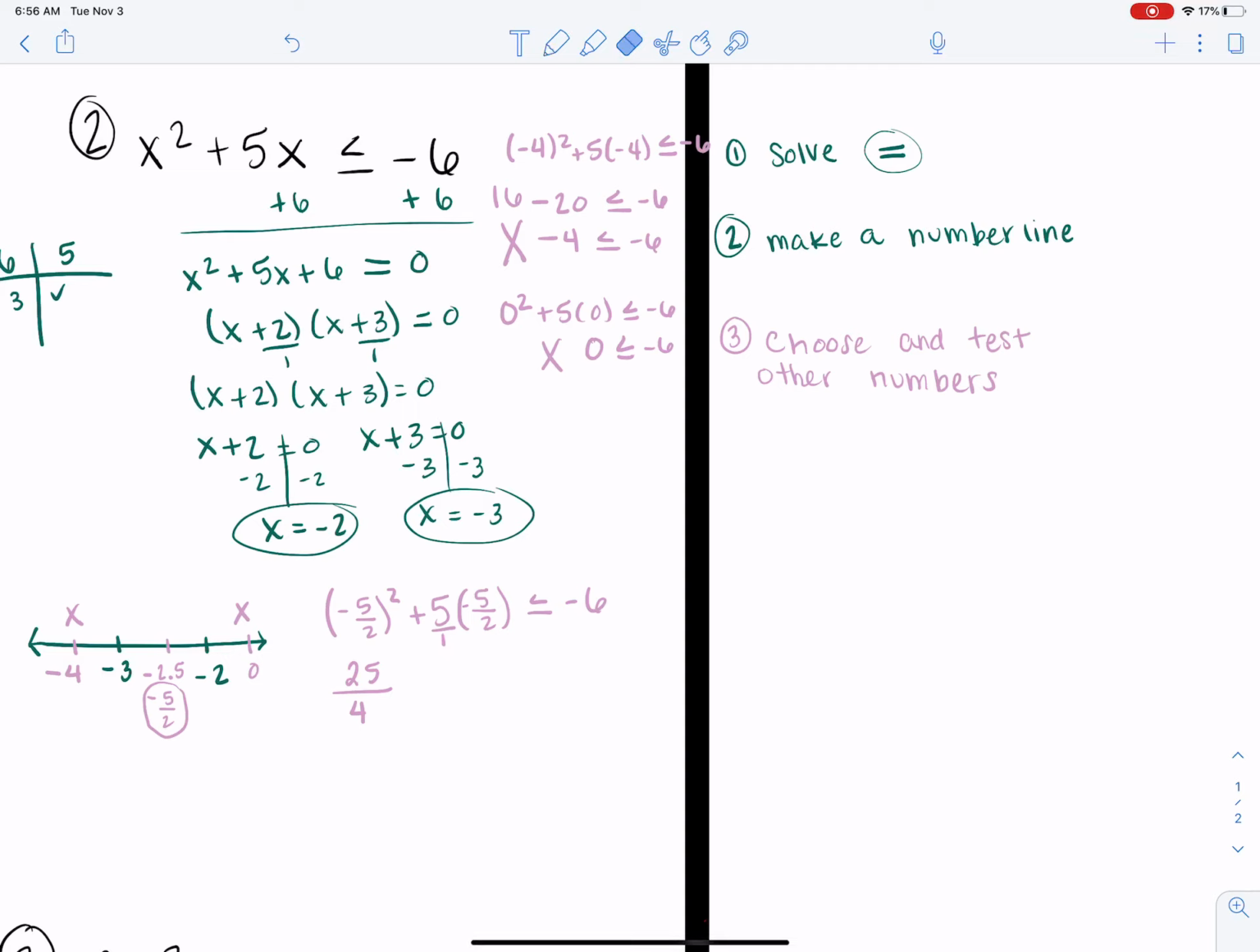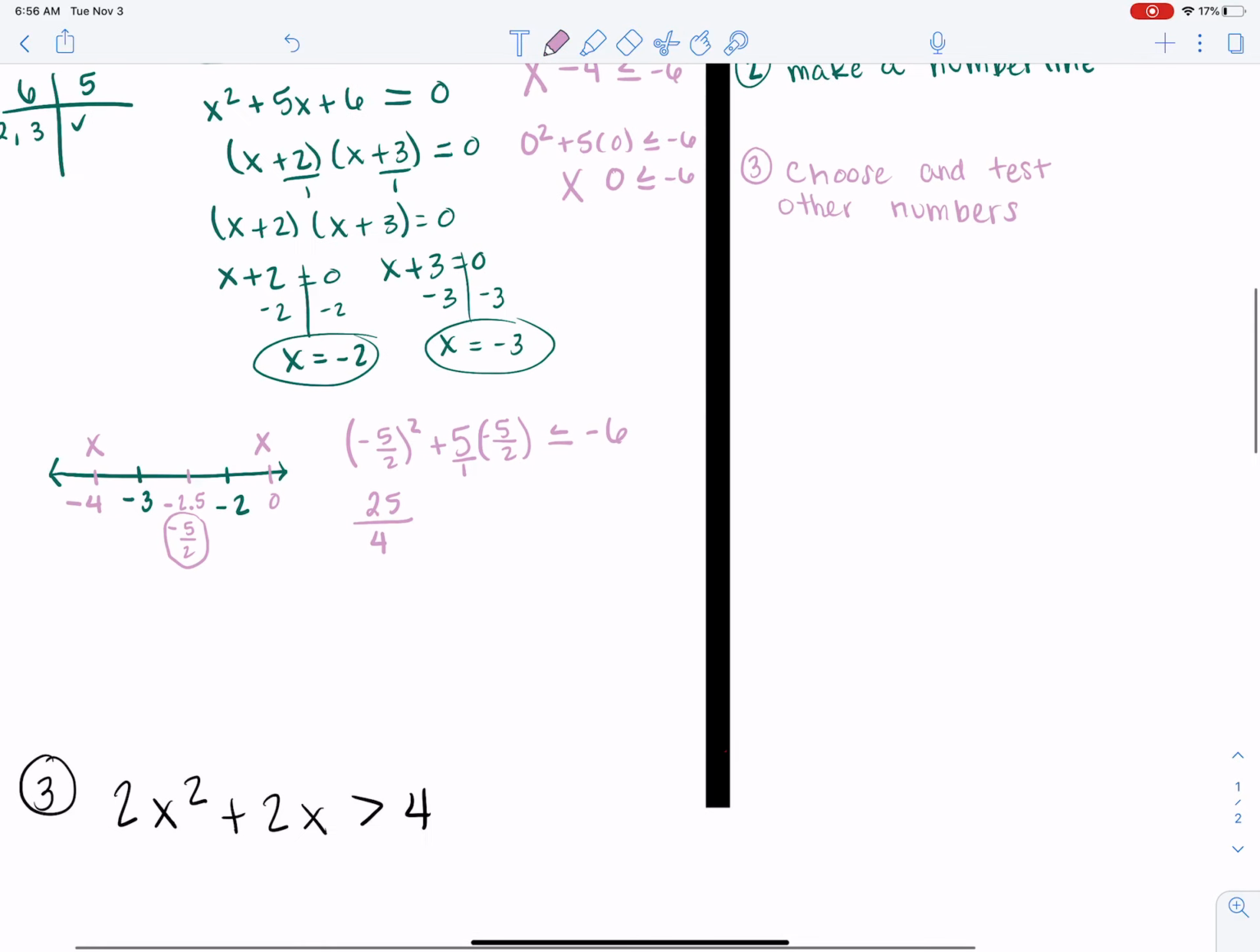So 5 times -5 is -25 over 2 times 1 is 2. Is that less than or equal to -6? Well, I need them to be common denominators before I can subtract. So I need to take 25 over 2, and I need to make it something over 4. So in order to get from 2 to 4, we're going to multiply by 2. So it's really 50 over 4.